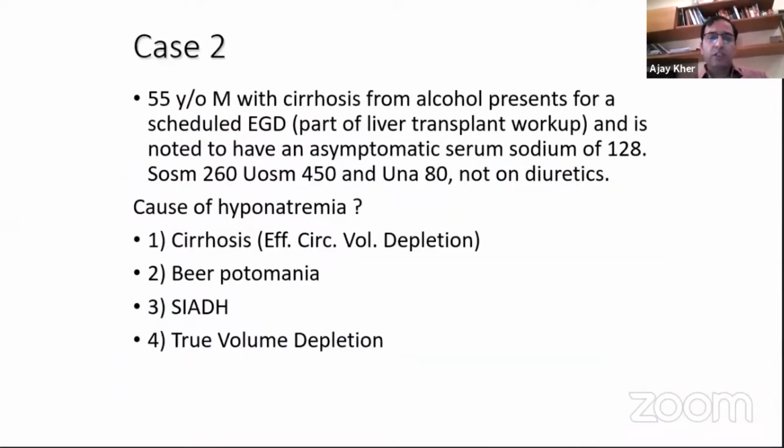So now let's go to case 2. This is a 55-year-old male with cirrhosis from alcohol and presents for a scheduled endoscopy as part of his liver transplant workup and is noted to have an asymptomatic serum sodium of 128, serum osmolarity of 260, urine osmolarity of 450, and urine sodium of 80, and he's not on any diuretic. What's the cause of his hyponatremia? Is that cirrhosis, which causes effective circulating volume depletion, beer potomania, SIADH, or true volume depletion?